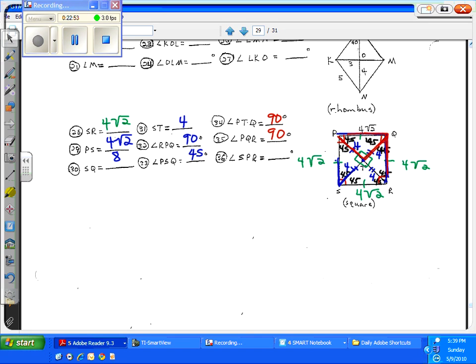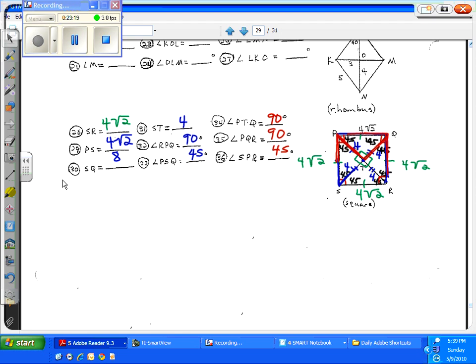Angle SPR is this little angle right here, which is half of one of the angles. Each angle's 90, so half of that's 45. Any questions on the parallelogram, rectangle, rhombus, or square?